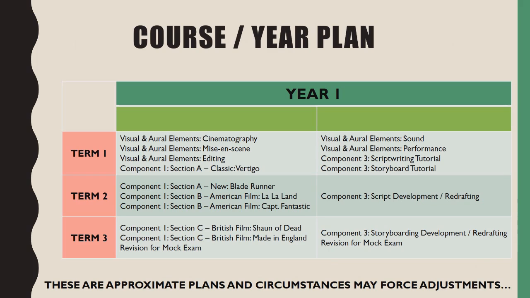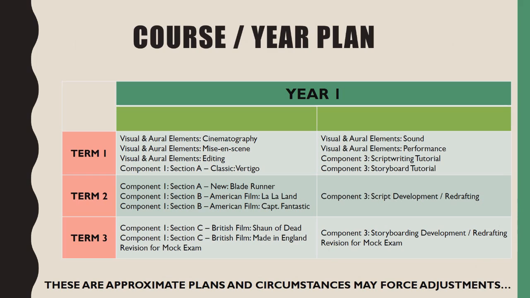So in the first term we look at the visual and oral elements, so we look at things like cinematography, mise-en-scene, editing and how all these things create meaning when you watch a film. And then we move on to component 1, section A, which is Vertigo and Blade Runner. So the first film we're going to watch is Vertigo.